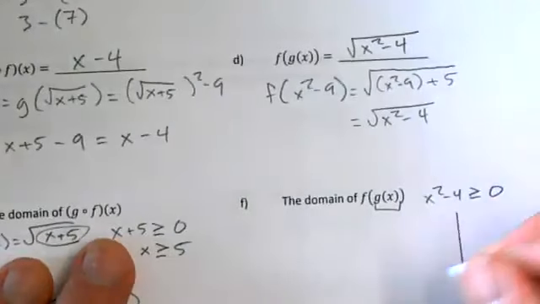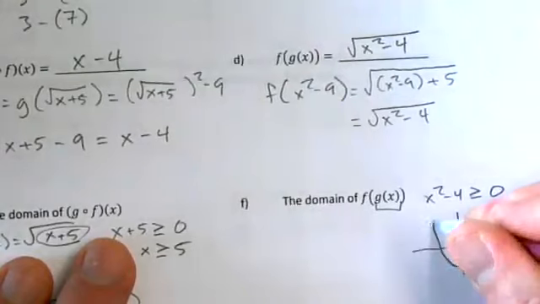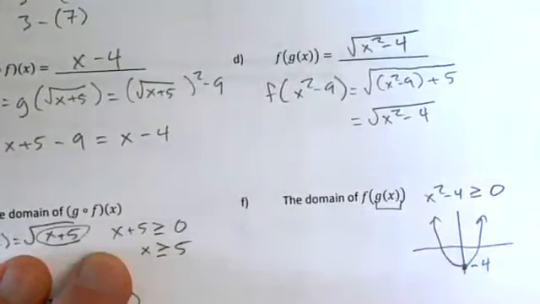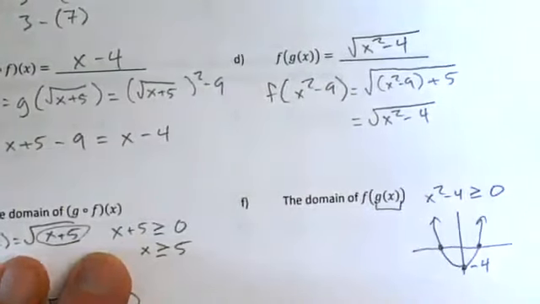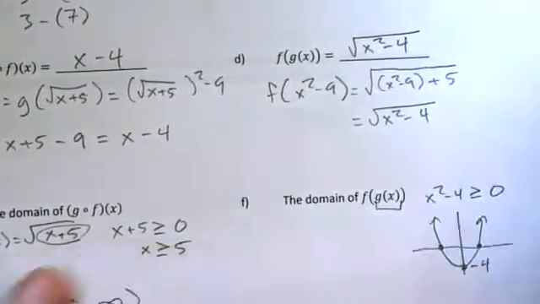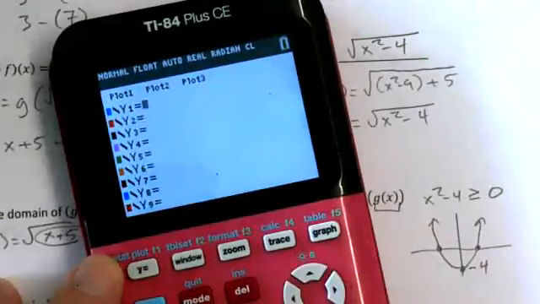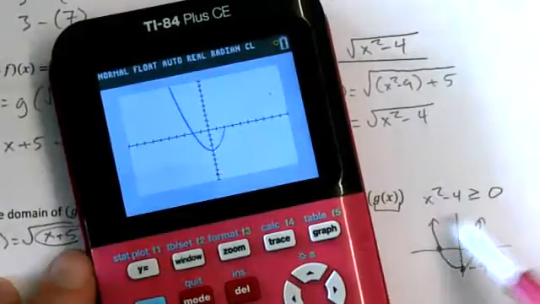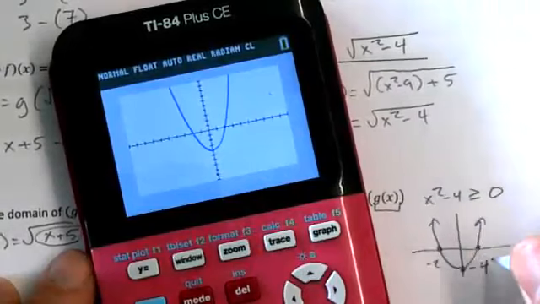We can't solve it algebraically right now, but we can solve it graphically. I know it's going to be a parabola opening up with a y-intercept at -4. Question is, where are my x-intercepts? I think they're at 2 and -2. I could graph it and confirm that really quickly. X squared minus 4. So I'm just graphing the x squared minus 4 part. Yes, I do see x-intercepts at 2 and -2.